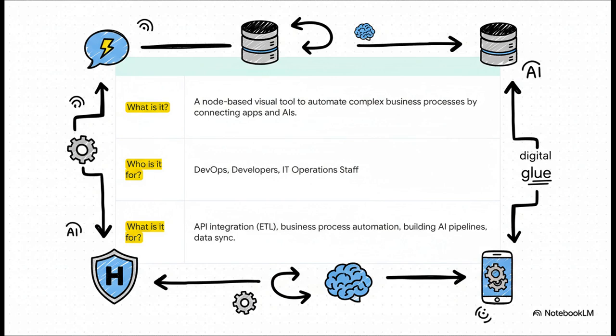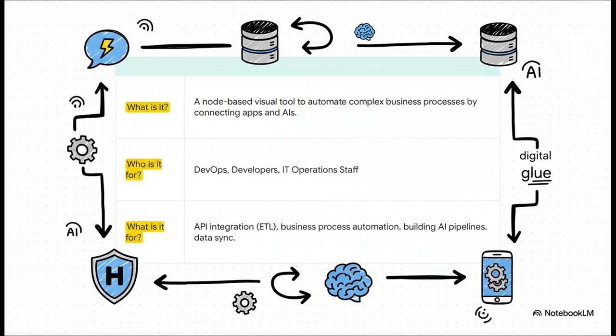This is really the domain of DevOps and IT operations. Think of N8N as the digital glue for your entire company. It's what connects your new app to Slack, to Salesforce, to a database, you name it. Its power comes from being open source and basically infinitely extensible. It has over 400 integrations, and you can self-host it for maximum security. This makes it perfect for really complex enterprise-level automation.